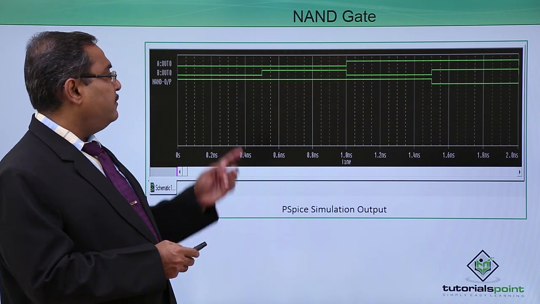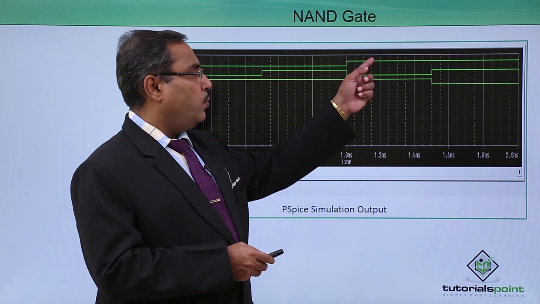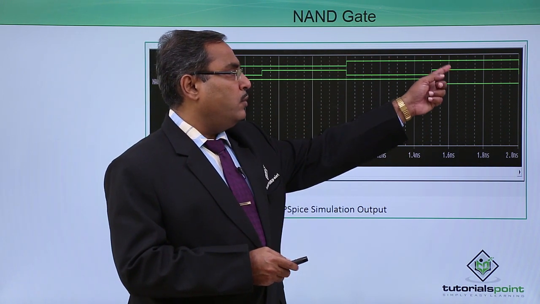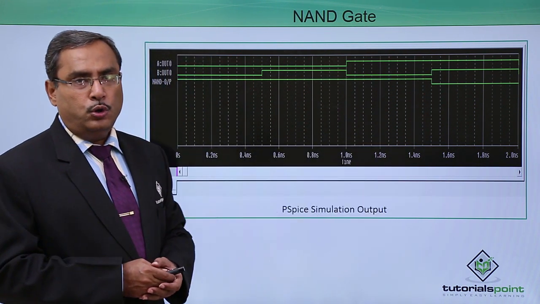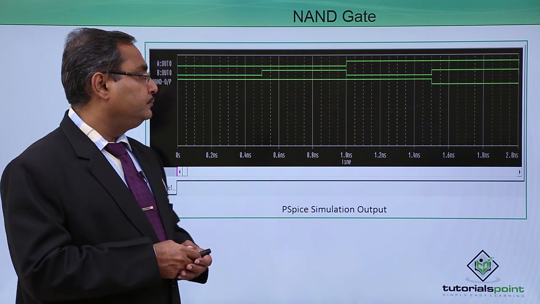So this is the respective simulation output. In case of NAND, for 00 output will be high, for 01 output will be high, for 10 output will be high, and for 11 output will be low. So the simulation output has got tested thoroughly.